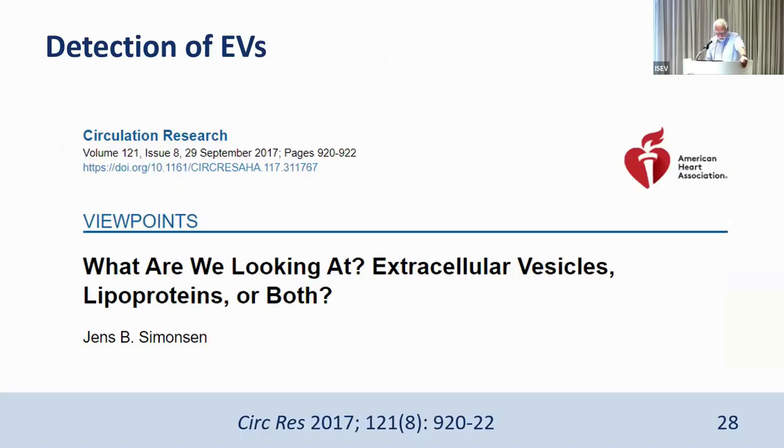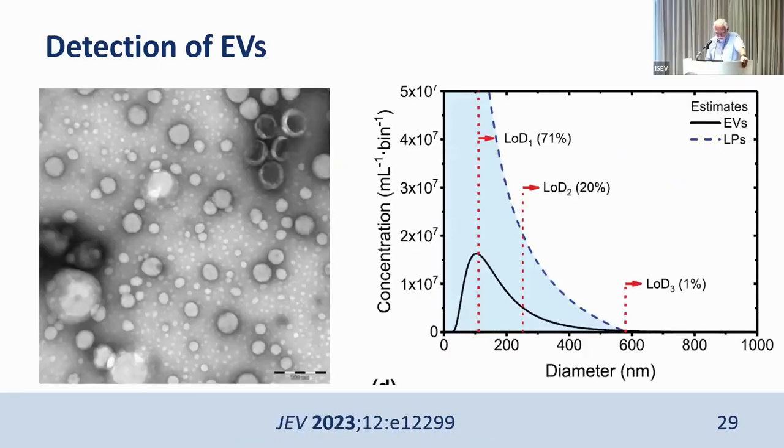It's unpublished. So in 2017, Jens P. Simonsen asked the question, what are we looking at? Extracellular vesicles, lipoproteins, or both? And I think it's a good question. It's a very fair question, because as I showed you, lipoproteins greatly outnumber vesicles in human blood.